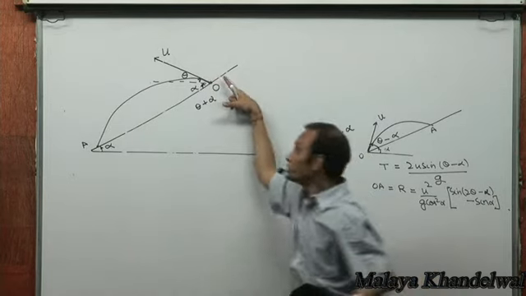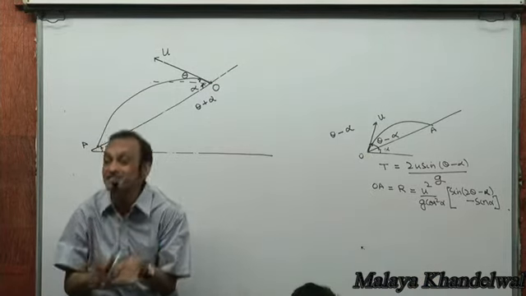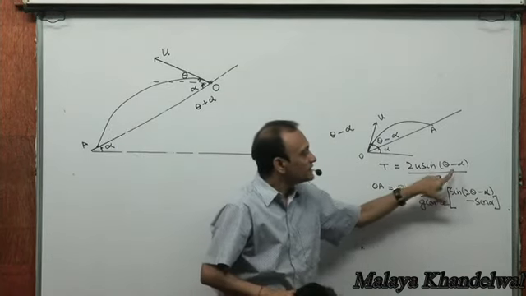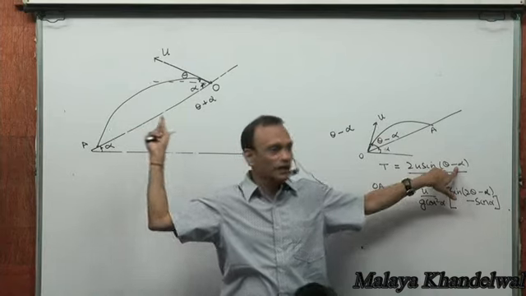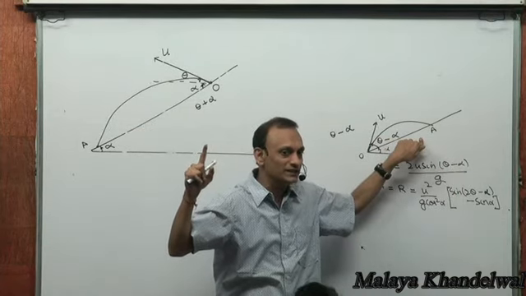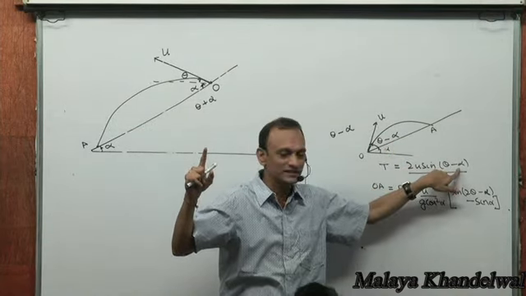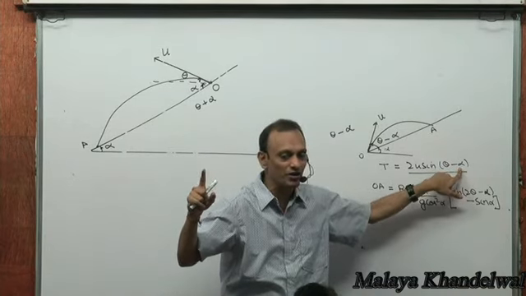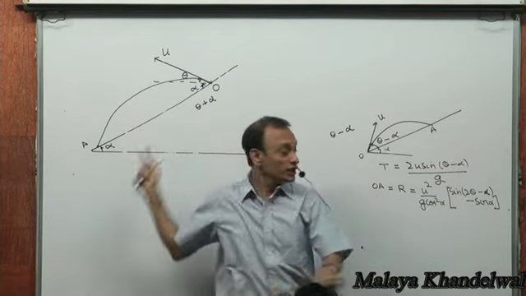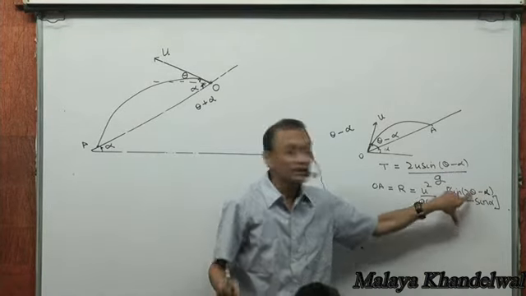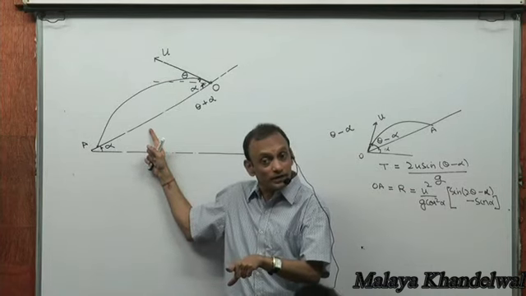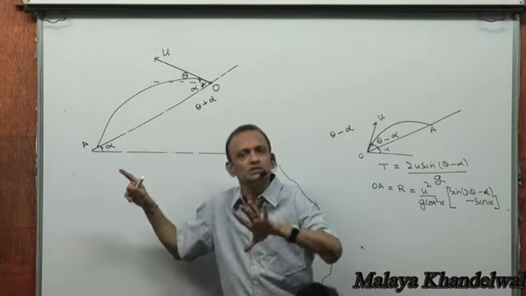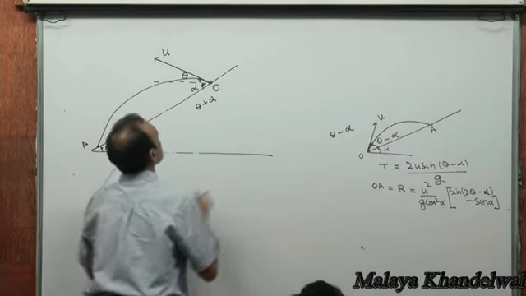Yes or no? That means now I claim, and you will witness it with your own eyes, that the time of flight in this can be obtained from the time of flight in this on replacing alpha by minus alpha. If you replace alpha by minus alpha, this will become sine theta plus alpha, and that will be the time of flight in this. If you replace this alpha by minus alpha, that will give you the range along this plane. Easy to see. Let's see.